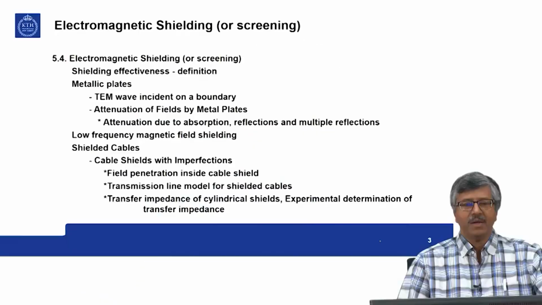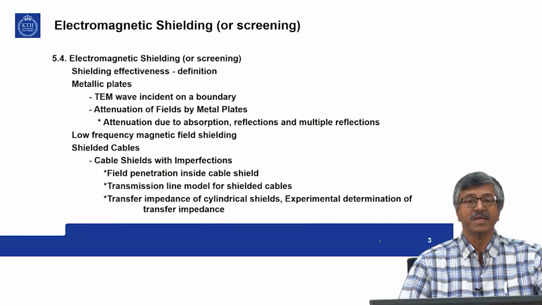Solution to EMC problems, electromagnetic shielding or screening. So, this is module 5.3. Electromagnetic shielding will be done in two parts, module 5.3 and 5.4. So, these are the contents of this particular section of the chapter.